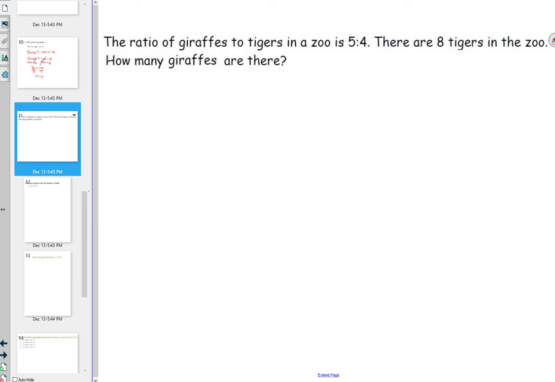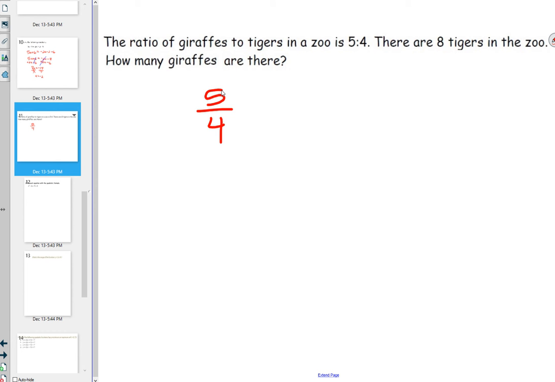The ratio of giraffes to tigers in a zoo is 5 to 4. There are 8 tigers in the zoo. How many giraffes are there? What's a ratio? Close. The word ratio in one word. What is the closest math word to a ratio? It's a fancy word for what? Yeah, it's a fraction. So that 5 colon 4 is the same thing as saying 5/4. Okay?